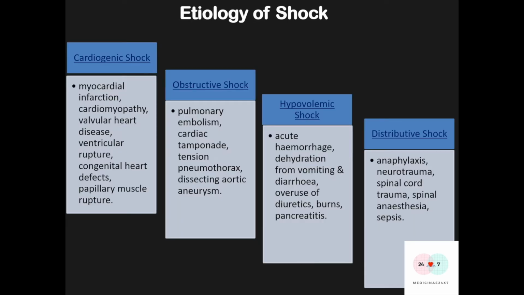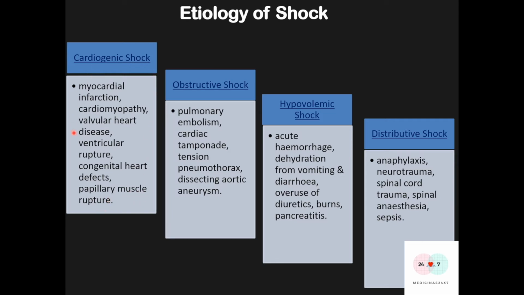Now let's look at the different types of shock and their etiology. We haven't focused on every shock here, but we have focused on the important ones and the important causes often leading to shock. In case of cardiogenic shock, it is primarily caused by myocardial infarction, cardiomyopathy, which can be hypertrophic cardiomyopathy or dilated cardiomyopathy, valvular heart disease, ventricular rupture, congenital heart defects, and papillary muscle rupture.